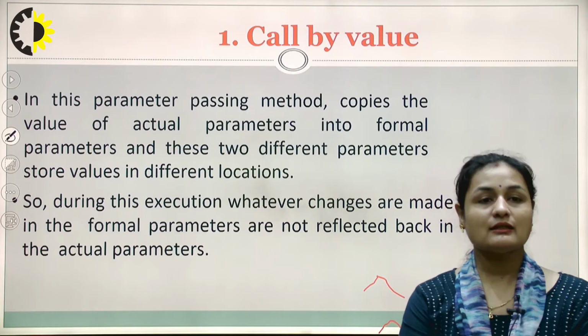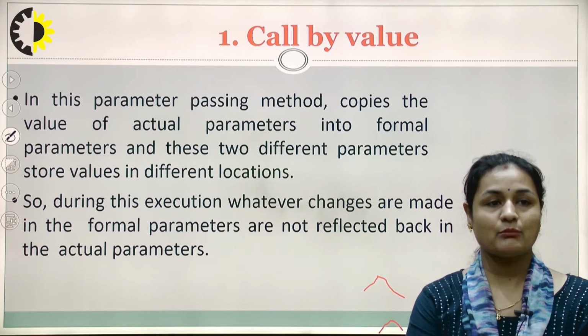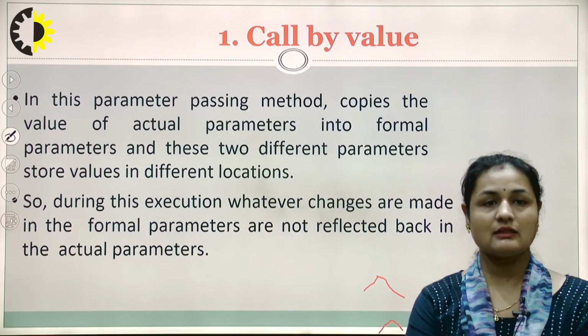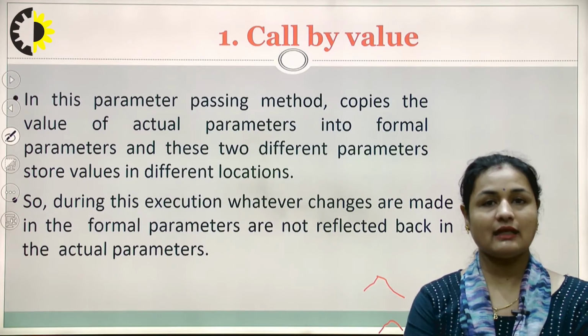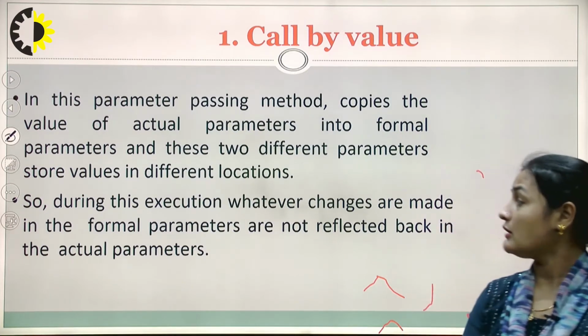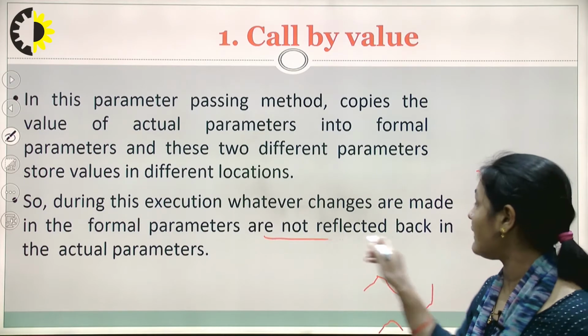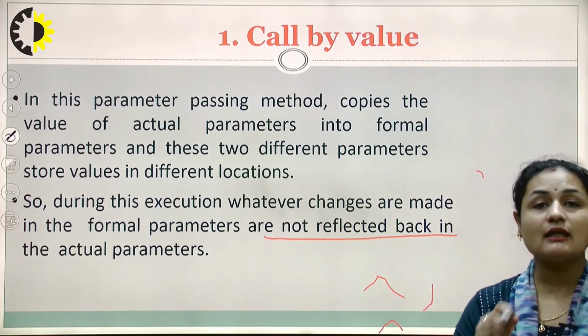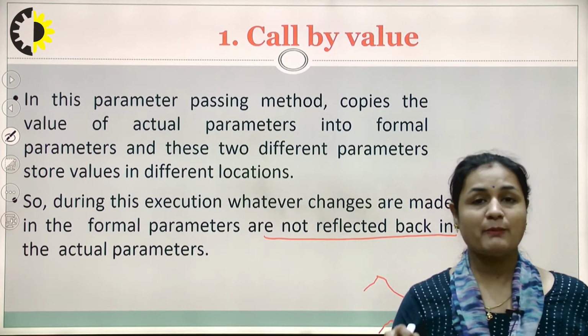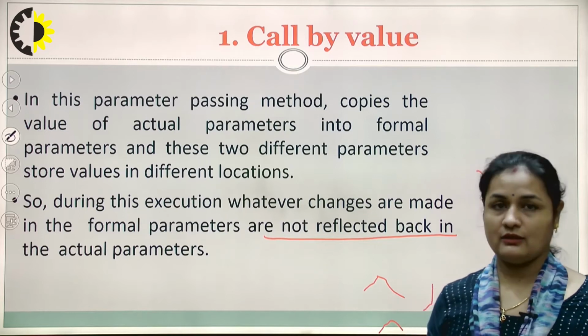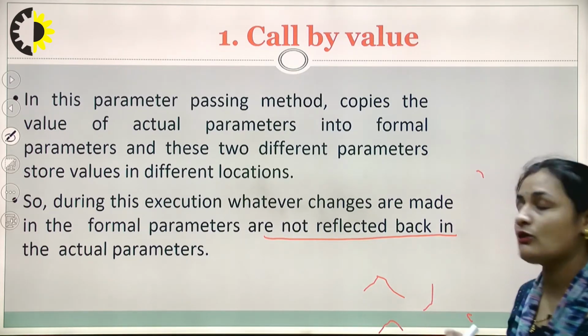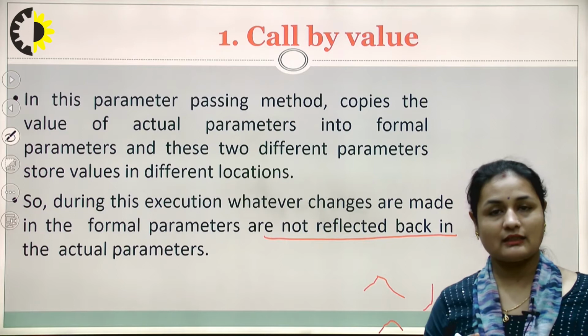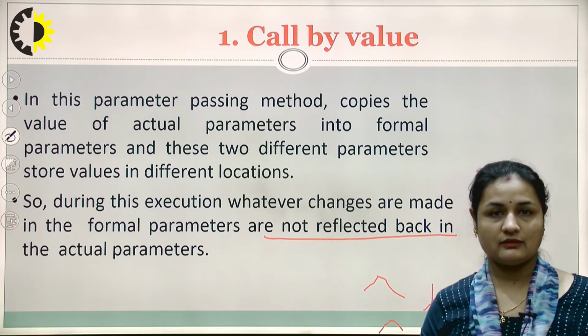During this execution, whatever changes are made in the formal parameters are not reflected back in the actual parameters. Why are these changes not reflected in the actual parameters? Because the locations of these parameters are different. So if we change the actual parameter, that is not reflected in the formal parameters.